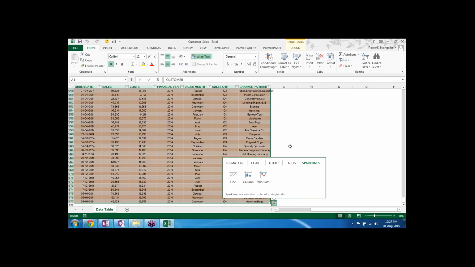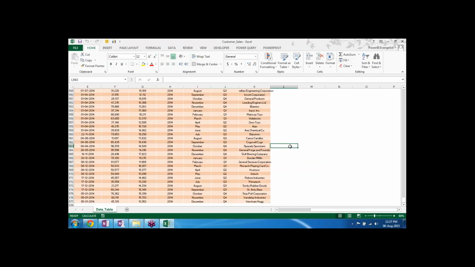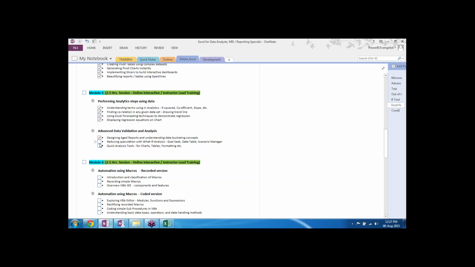So these are the topics that we wanted to discuss as a part of our fifth module. How do we do quick analysis, and how do we reduce speculation using what-if analysis tools: Goal Seek, Data Table, and Scenario Manager. So this completes module 5 of our Excel, whatever modules we have thought of taking.